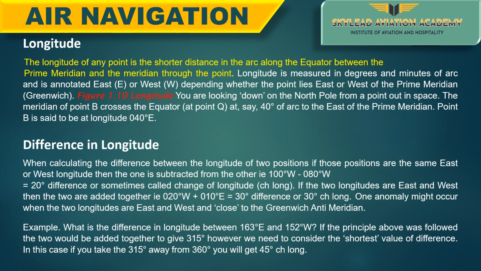Longitude: the longitude of any point is the shorter distance in arc along the equator between the prime meridian and the meridian through the point. Longitude is measured in degrees and minutes of arc and is annotated east or west depending on whether the point lies east or west of the prime meridian, which is also called Greenwich. So guys, we'll proceed to the next slide, figure 1.10 longitude, and I'll explain it in detail.